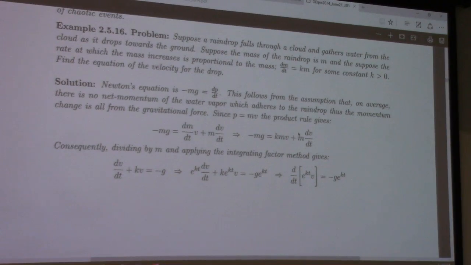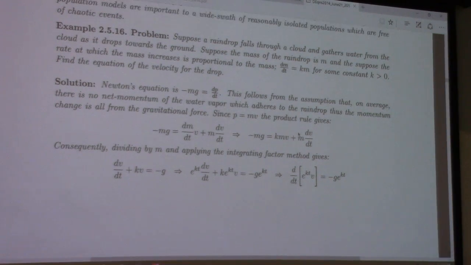Here's a problem I'm fond of. Suppose a raindrop falls through a cloud and gathers water from the cloud as it drops towards the ground. And the mass increases as it falls, right? So it keeps gathering water. And suppose that the water it gathers is proportional to the mass. So when the mass is twice as big, it's gathering water twice as fast, according to some proportionality constant k.